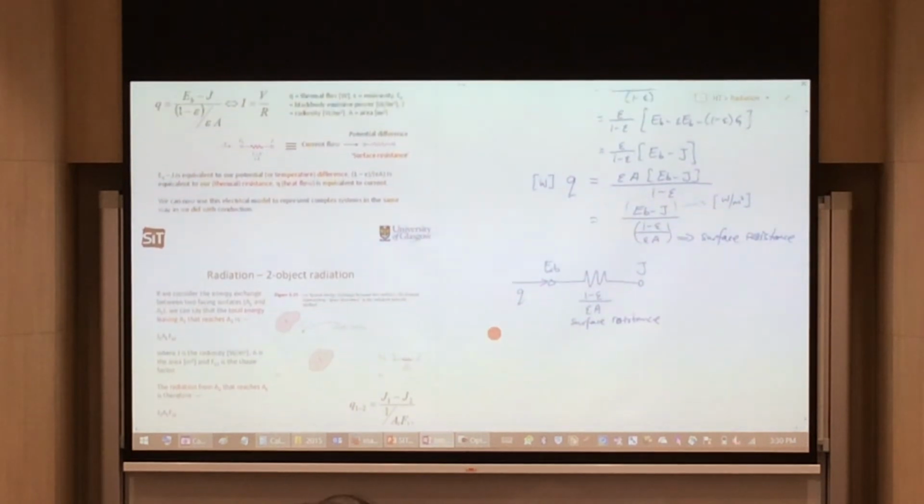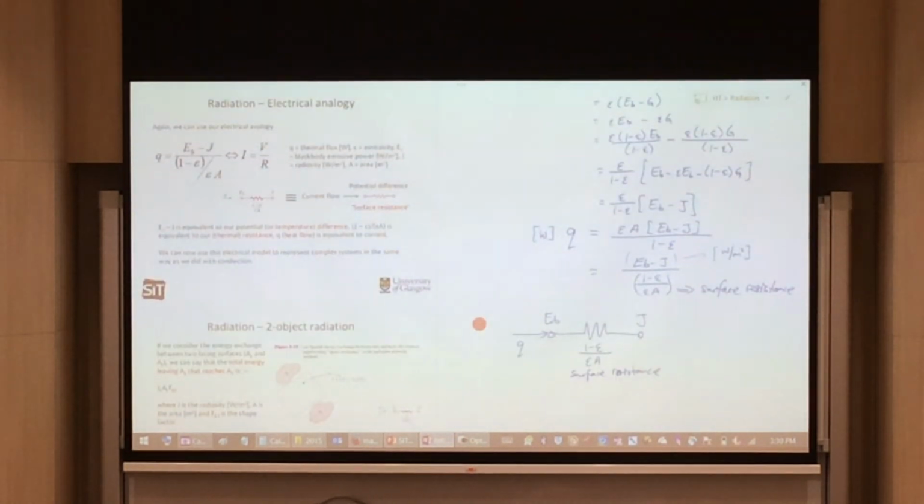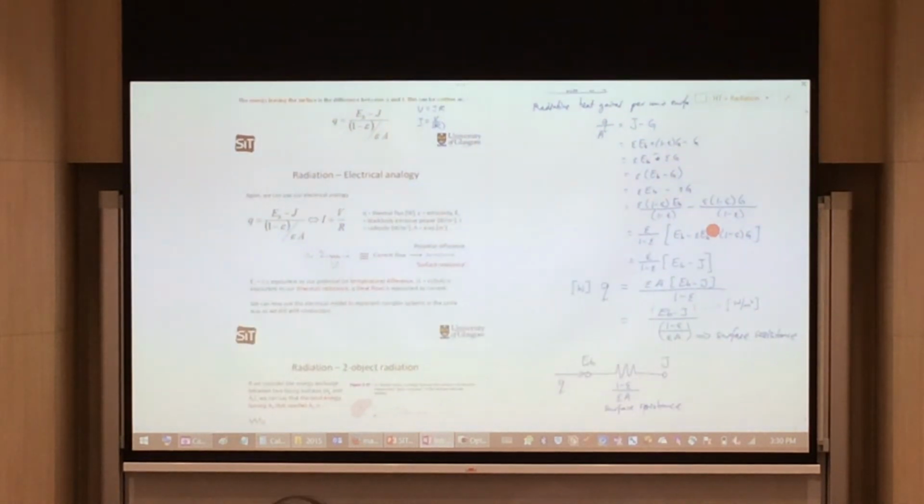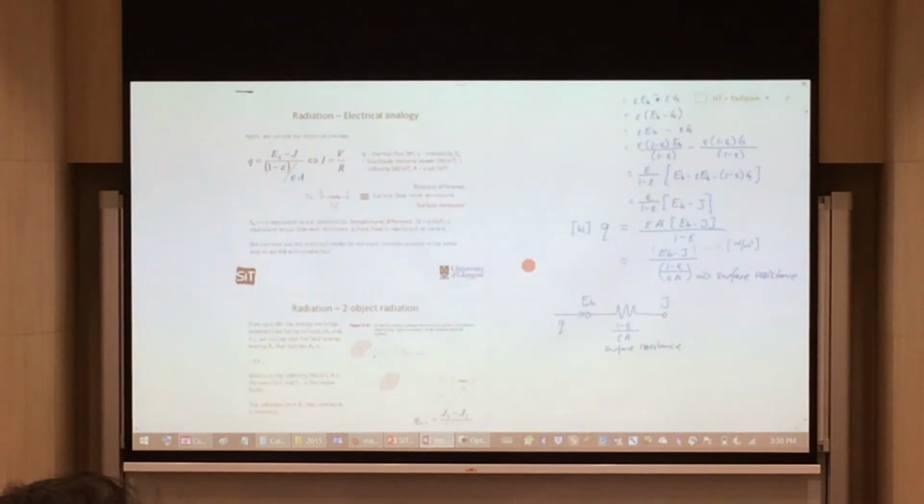So that kind of like derived what we could see up here. Right? This derived this expression over here. That's how it came about. So in that denominator, that is your surface resistance. So it has the analogy just like I equal to V over R. This is what we call the potential difference, EB minus J.